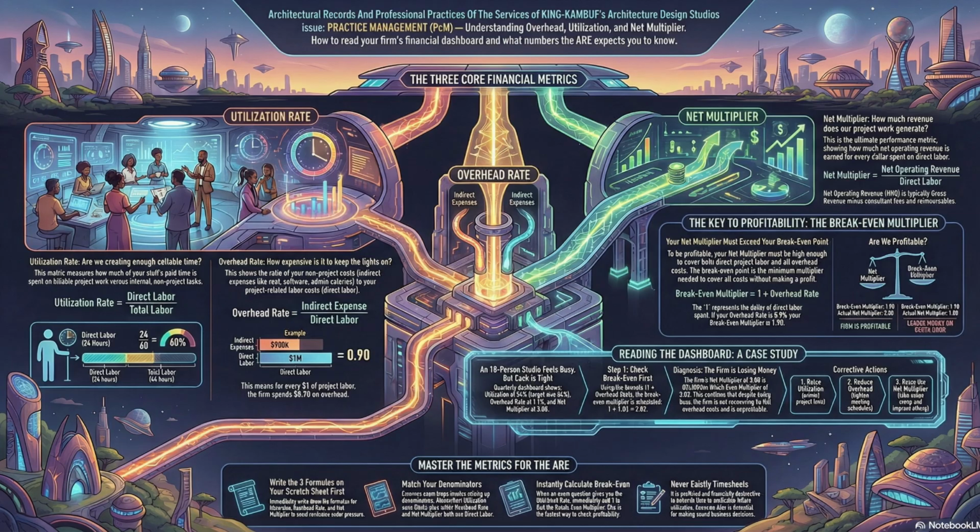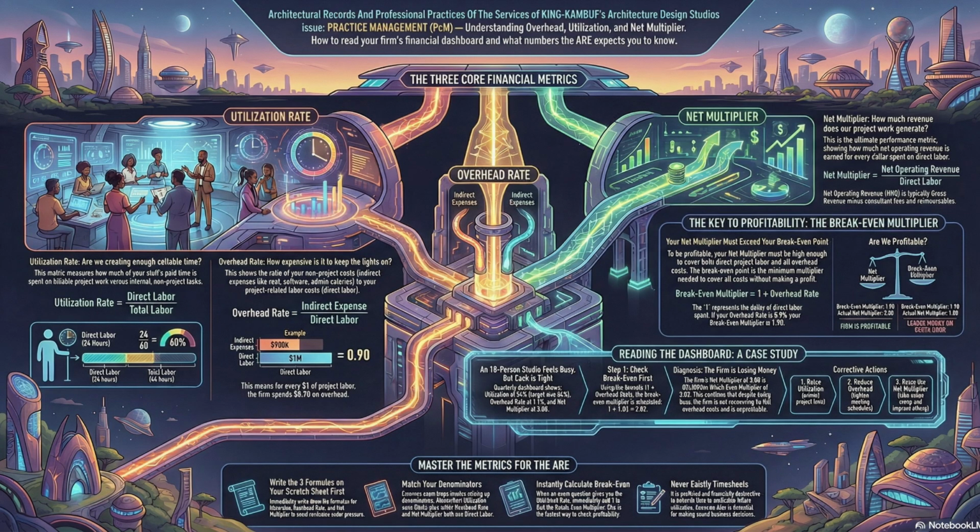Okay, let's approach this systematically, just like you would on test day. Step 1, calculate the overhead rate. We take indirect expense divided by direct labor. So that's $1 million divided by $1,200,000. That gives us 0.8333, which we can just call 0.83. That's a very manageable support burden.